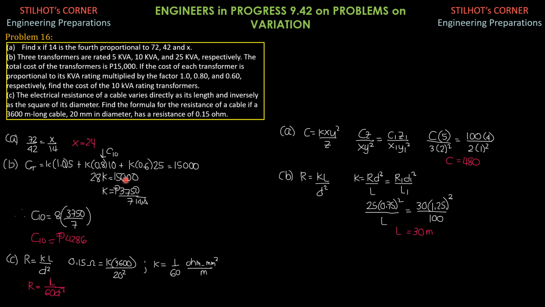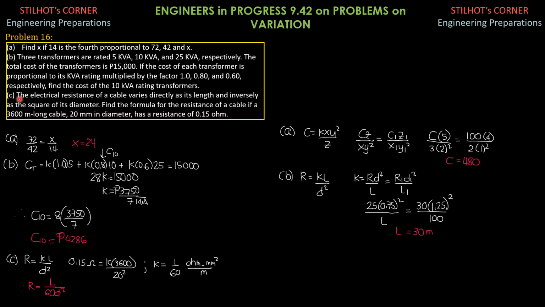So 28K equals 15,000. K therefore is 3,750 pesos over 7 kVA, so pesos per kVA. Therefore, the cost of the 10 kVA transformer is equal to 8K. So 8 times 3,750 over 7. So we get 4,286 pesos if rounded off to a whole number. So that's it for this problem.